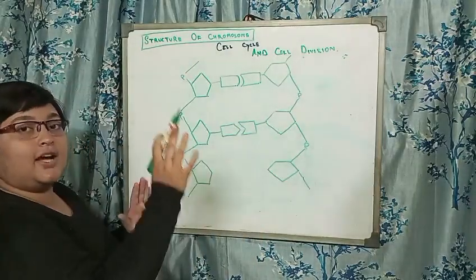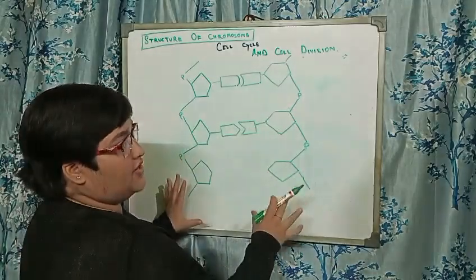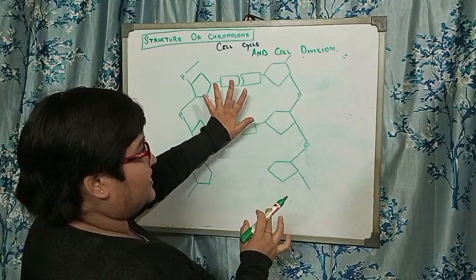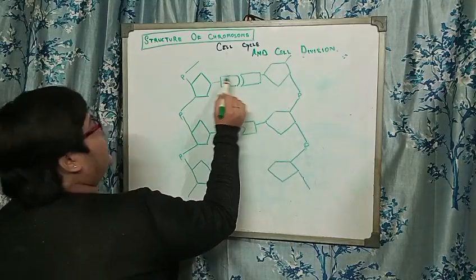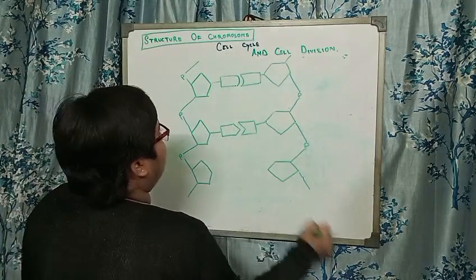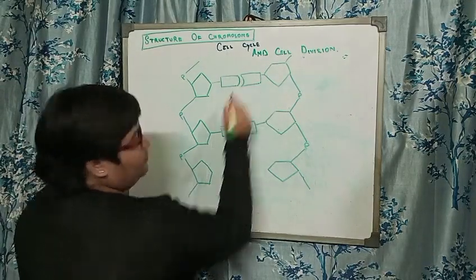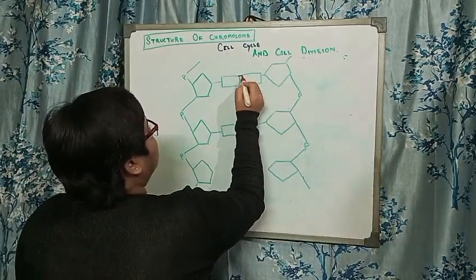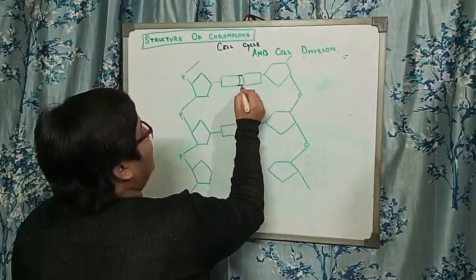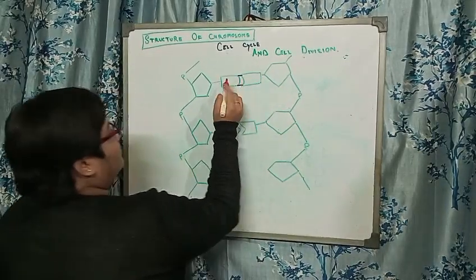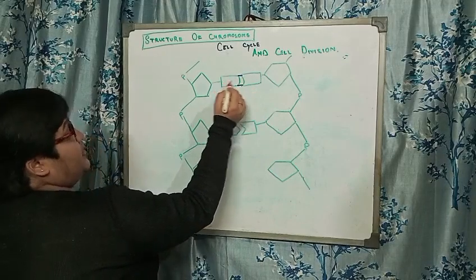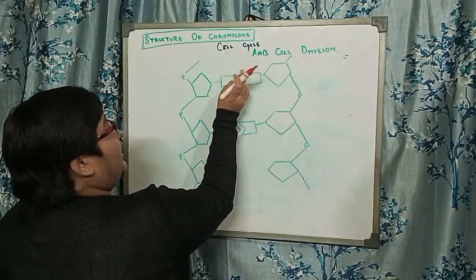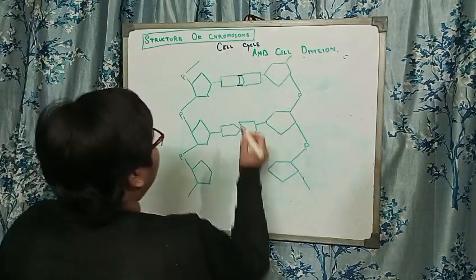As I told you, the two strands are complementary to each other. That means they have complementary bases to be paired. This is one strand and this is the other strand. They are joined by hydrogen bonds. These are the hydrogen bonds. This is one nitrogenous base, this is the other nitrogenous base of the other strand, and they are joined by hydrogen bonds.